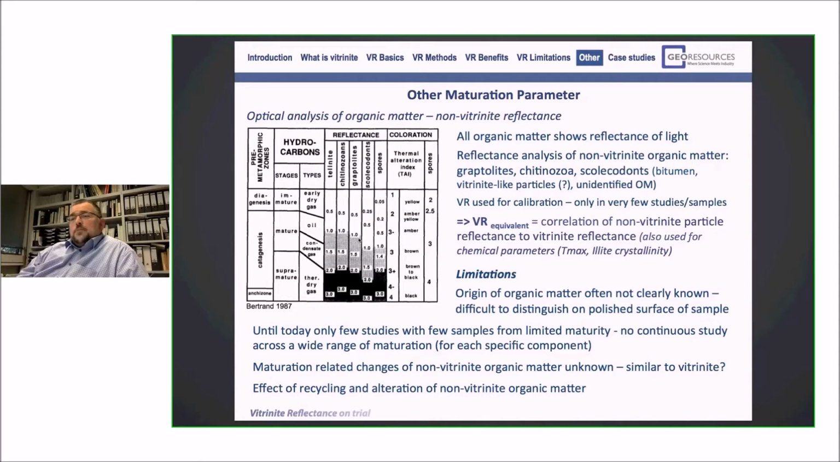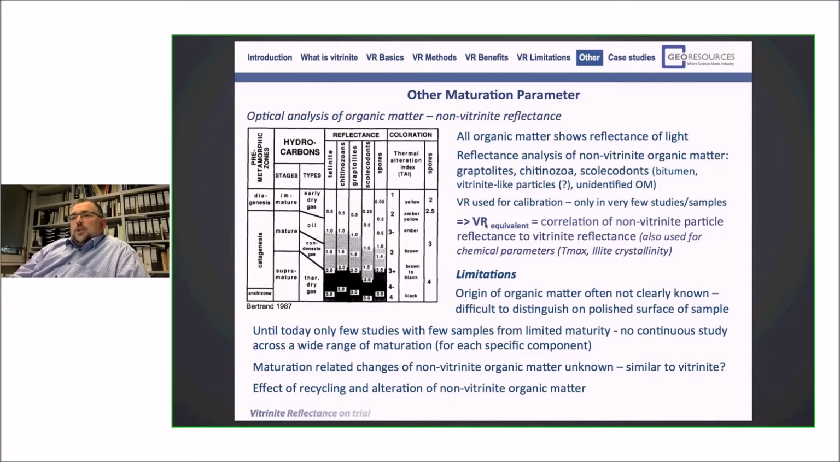So what is the point about this? In fact, also in this paper from Bertrand, this calibration is only based on very few samples. And the calibrations that we have generally from vitrinite to other reflectants of organic matter are from very, very few studies and always very few samples. So we are far away from a continuous correlation from low mature to high mature. It's also very limited in maturation rank. It's more or less local studies, and we have certain points that we know how to correlate, but not the complete system.